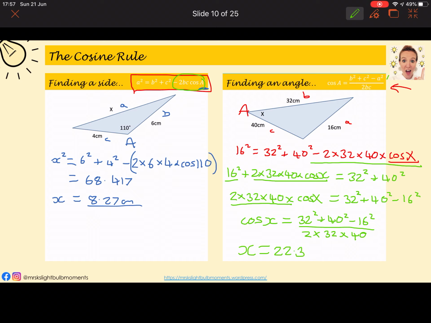Again, check that's reasonable looking at your diagram. And you're expecting x to be quite small because it's opposite the smallest side. So it's going to be the smallest angle of the triangle.